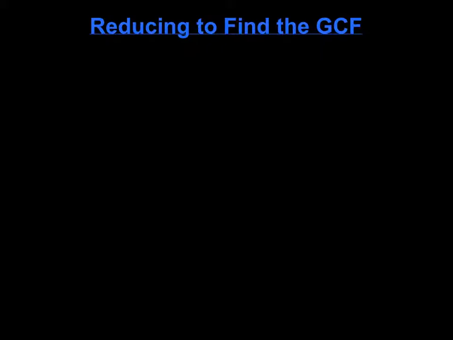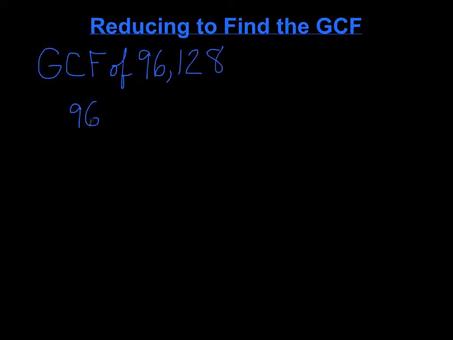For our next example, let's find the greatest common factor of 96 and 128. So if I put these in a fraction together, now yes, they're both even, but since they're such large numbers, let's look for something slightly bigger. So for example, I might divide these both by 4 over 4.